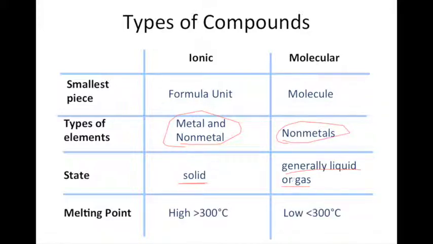Ionic compounds have very high melting and boiling points, whereas molecular compounds tend to have much lower melting and boiling points. And again, these differences are because of the different types of atoms and the different types of bonds holding these atoms together. So be sure you can identify an ionic compound and a molecular compound and understand some of the basic differences between those.